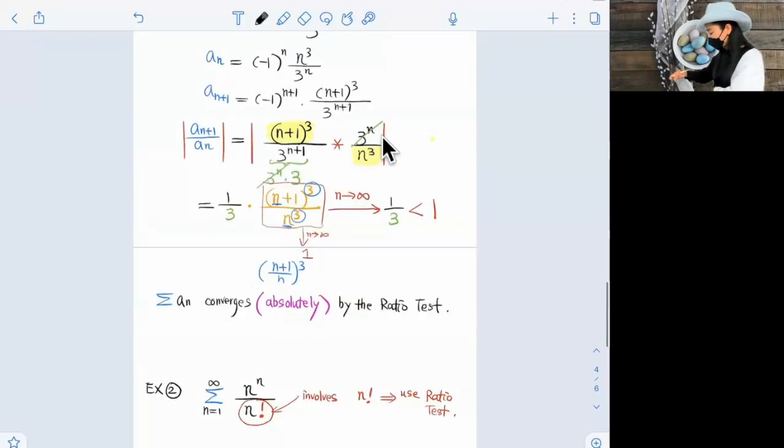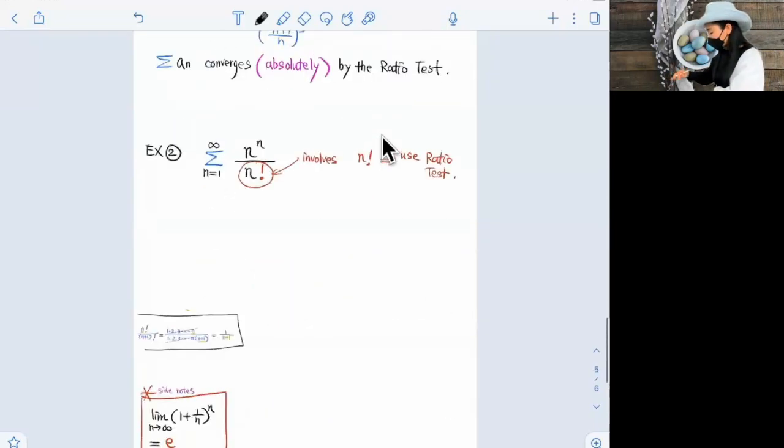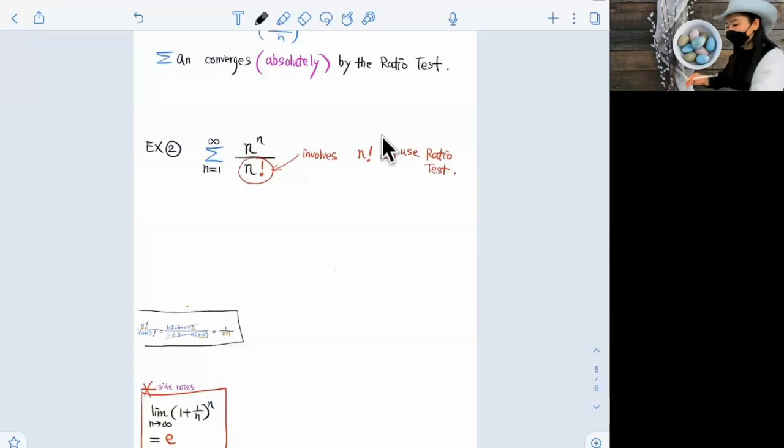The next pattern is this: if you see n factorial, then use the ratio test. Or (n+1) factorial, or (n+3) factorial, use the ratio test on that one. So that's another pattern. Would you like to try this first? I'm going to pause the recording and let you try this.